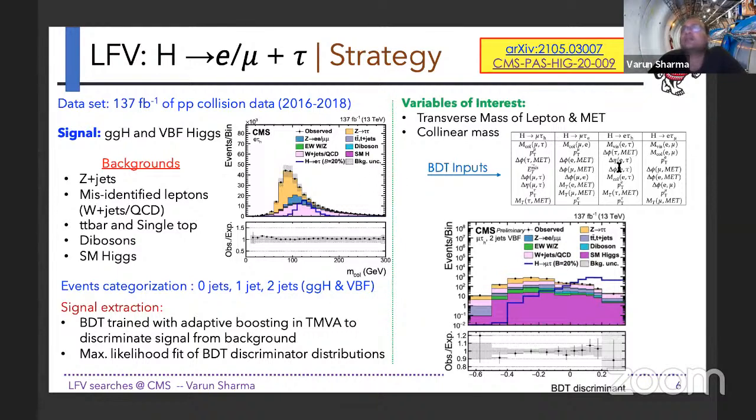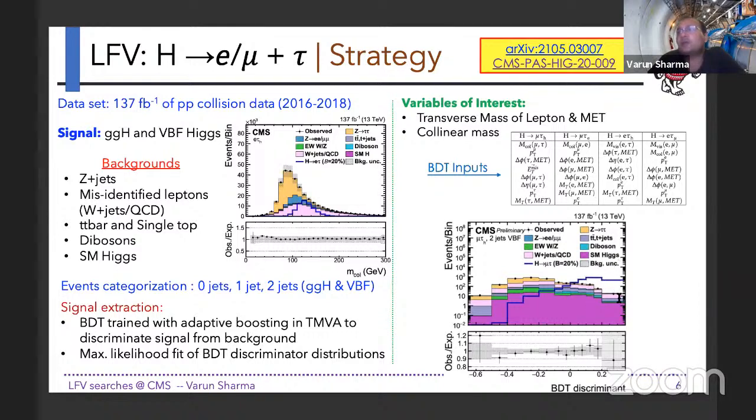On the right-hand side, you can see a list of the inputs that go into the boosted decision tree. Just to mention that some of the important variables are the transverse mass of the lepton and MET system, be it e tau or mu tau, and the collinear mass. On the bottom is the output BDT discriminant that we get from the boosted decision tree. Here also you see the signal lies in the high BDT discriminant region.